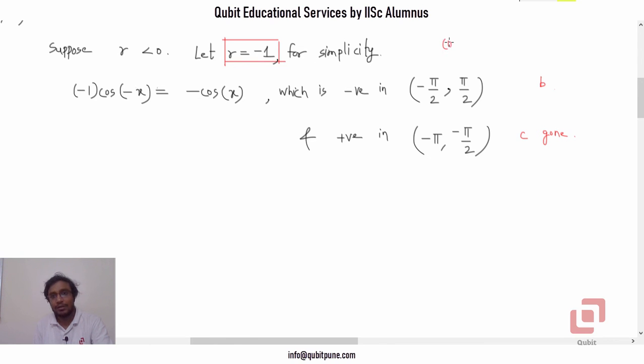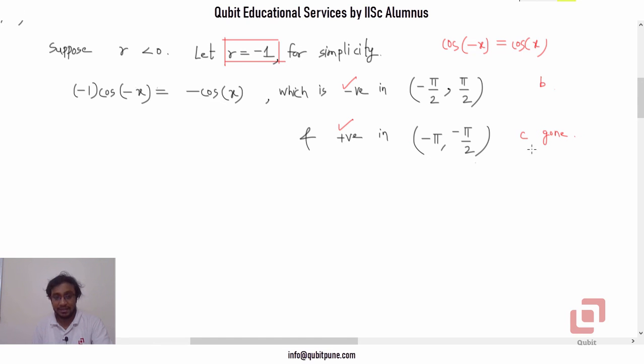Okay, we also know that cos of negative x is cos x, because cosine is an even function. So r cos rx will be negative 1 into cos of negative x, which is negative cos x. Now, the intervals where cos x is positive, negative cos x will be negative. So in the fourth and the first quadrants, it will be negative. And in the third and the second, negative pi to negative pi by 2, it will be positive.